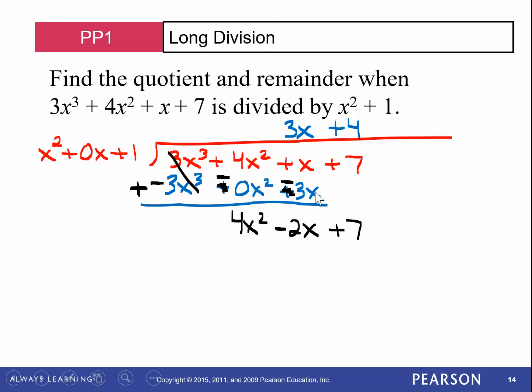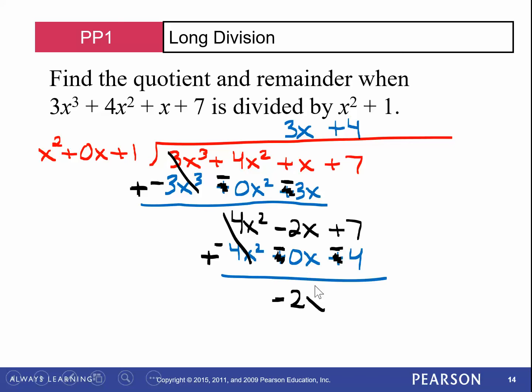Cool. All right, I'm going to start as well here. So 4 times x squared gives you 4x squared. 4 times 0x gives you still 0x. And 4 times 1 is 4. Subtract, or better yet, add the opposite. And let's see, 4x squared goes away. Let's see, there's a negative 2x still there. And 7 and negative 4 make a 3.